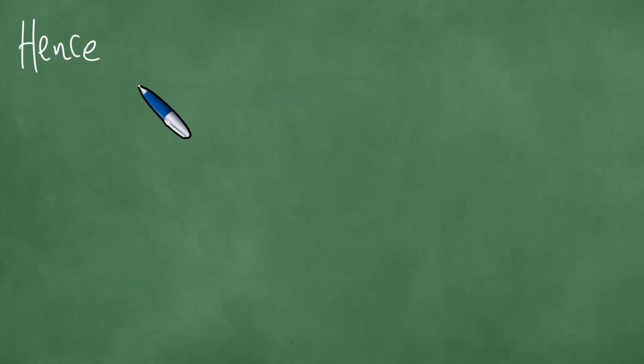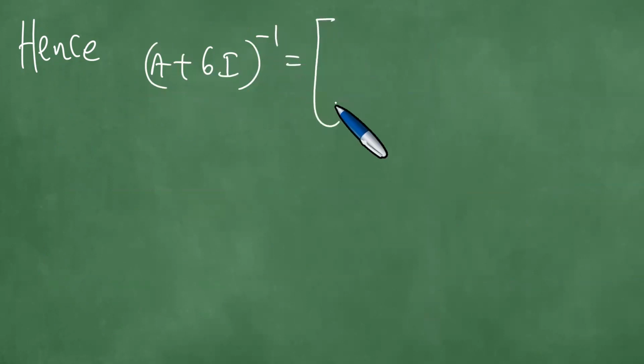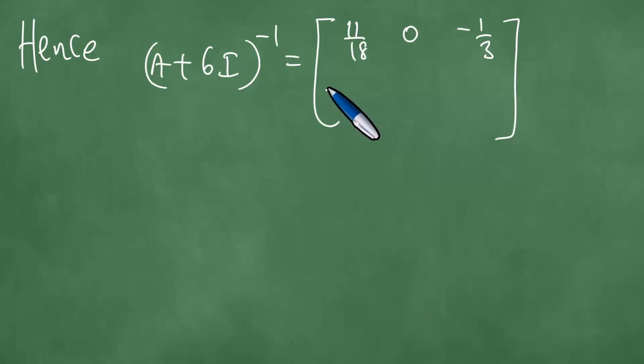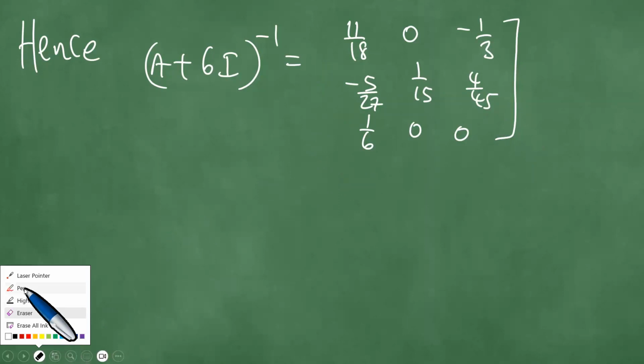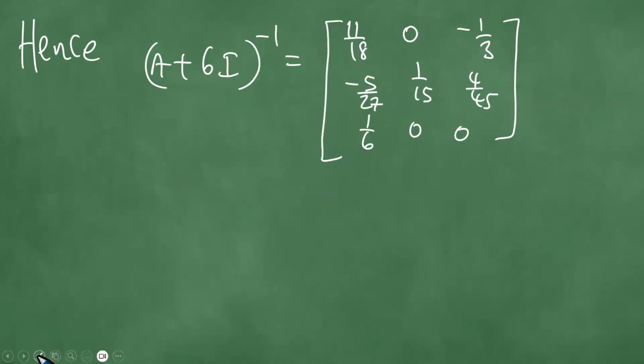So the conclusion then is that, hence, A plus 6I inverse is: eleven out of 18, 0, minus 1 out of 3, which is minus 5 out of 27, one out of 15, 4 out of 45, 1 out of 6, 0, 0. So this is what we get.